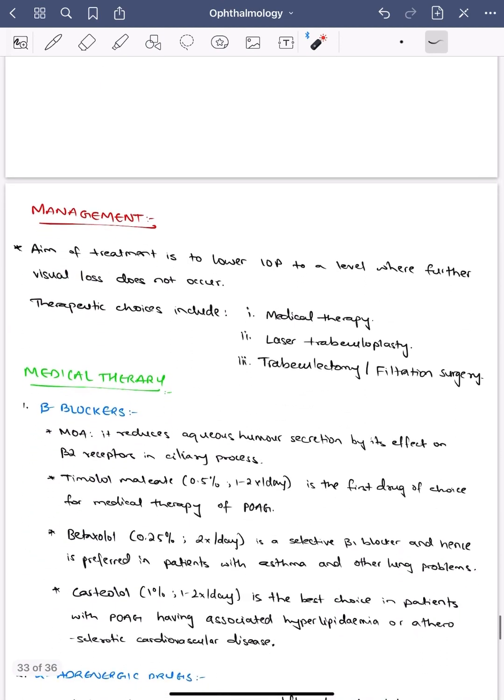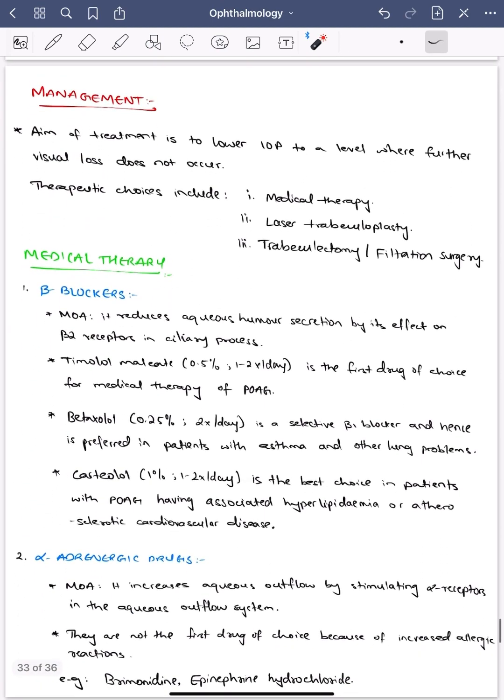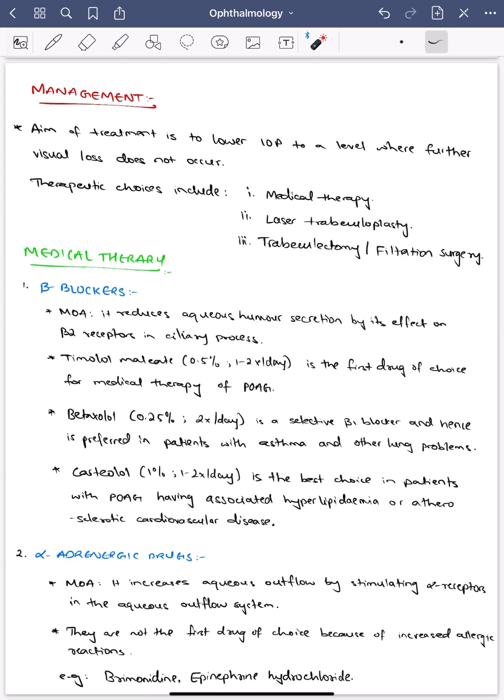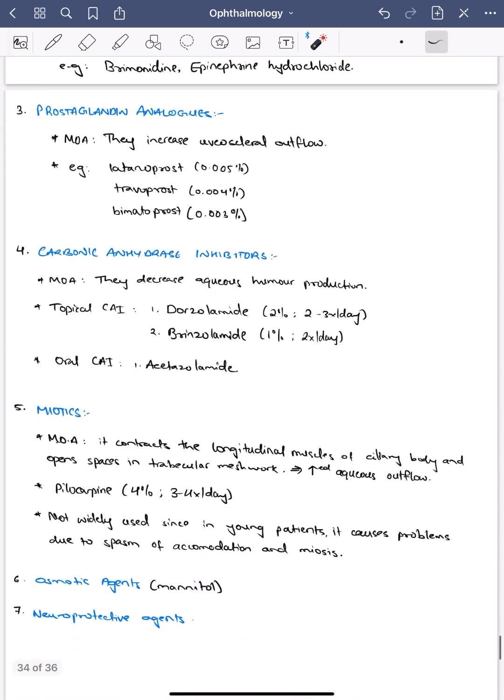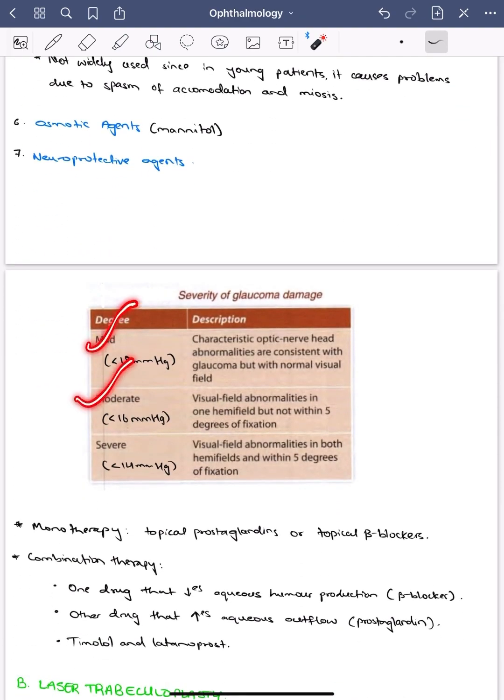Moving on to the management of glaucoma. Now the aim of treatment is to lower the intraocular pressure to a level where further visual loss does not occur. Okay, now the grading of glaucoma can be done as mild, moderate, and severe. Now in mild, there is characteristic optic nerve head abnormalities, but the visual field is normal. Whereas in moderate, there are visual field abnormalities in one hemifield but not within 5 degrees of fixation, and in severe glaucoma, visual field abnormalities in both hemifields within 5 degrees of fixation.